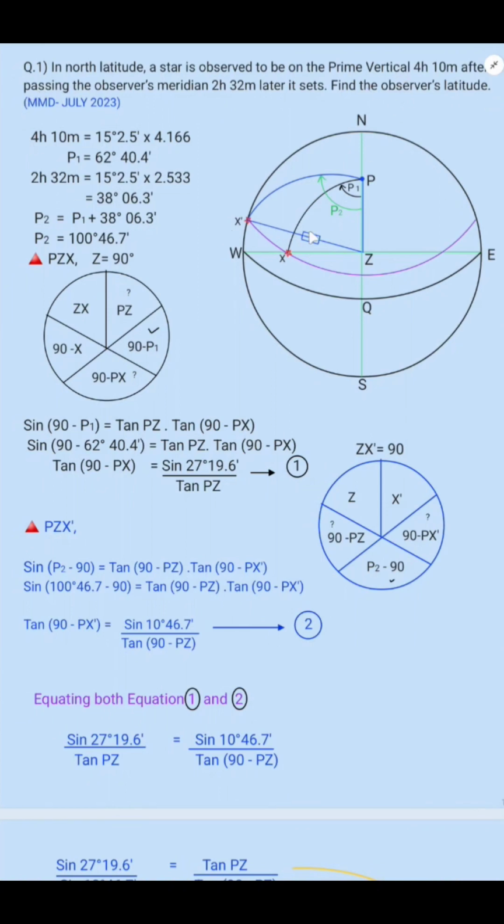We know that the star travels at the rate of 15 degree 2.5 minutes per hour. So in 4 hours 10 minutes, the star will travel 15 degree 2.5 into 4.166, that is 62 degree 40.4 minutes. This is angle P1. In 4 hours 10 minutes, the star will travel this much.